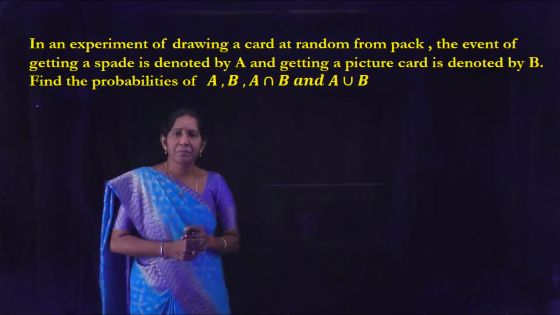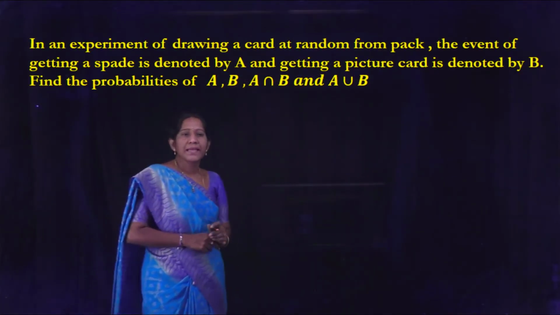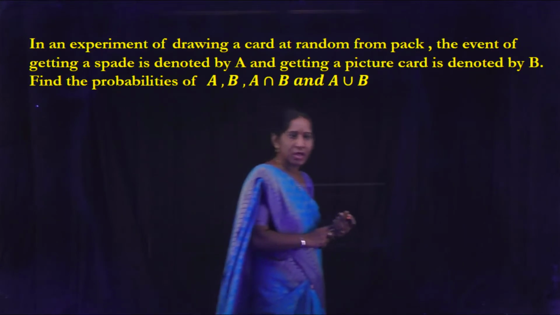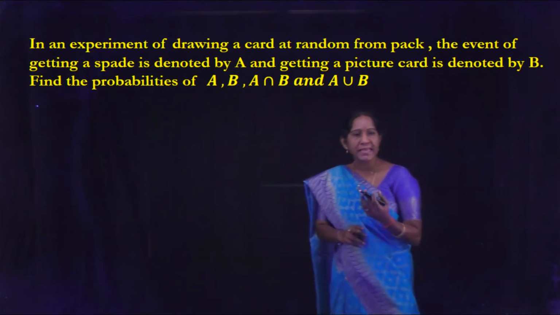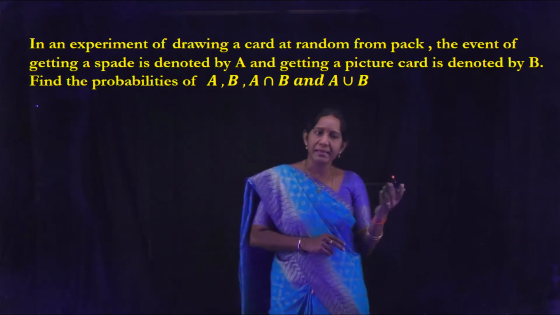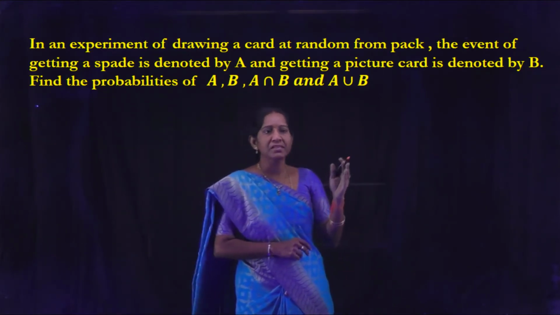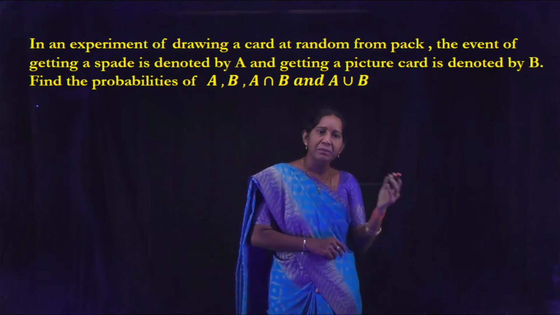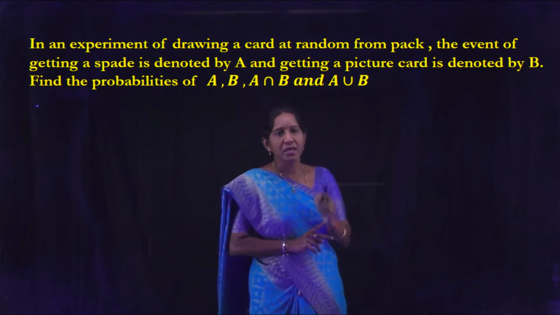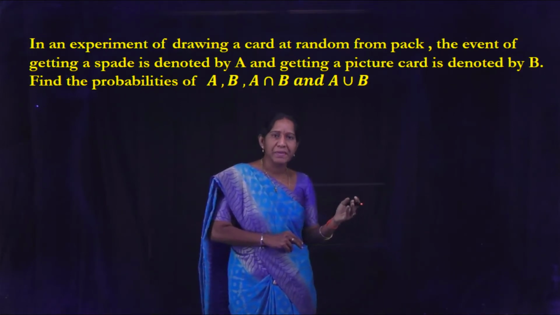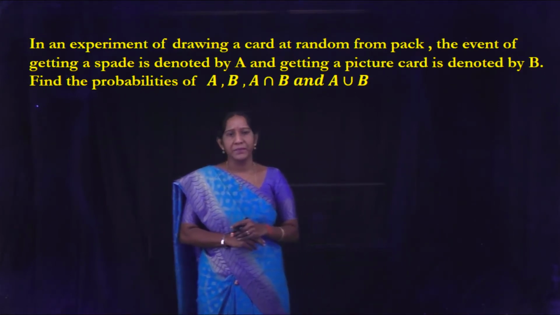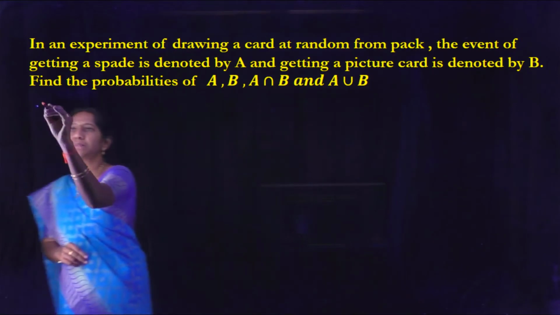Come to the problem based on this concept. In an experiment of drawing a card at random from a pack, the event of getting a spade is denoted by A and getting a picture card is denoted by B. Find probabilities of A, B, A intersection B and A union B. Come to the solution of this.